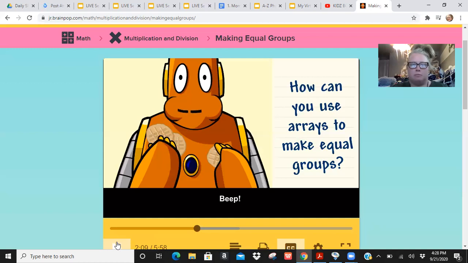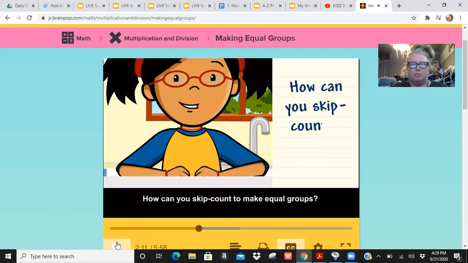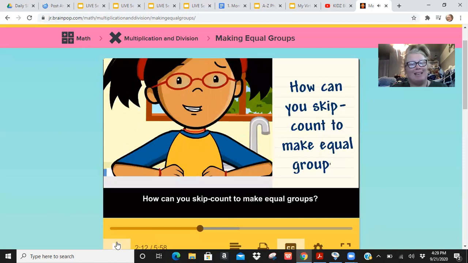How can you skip count to make equal groups? Now this is a bit tricky. Skip counting is tough. Let's see if we can just watch it. Some of us out there might be able to skip count already. Let's see what Annie has to say.